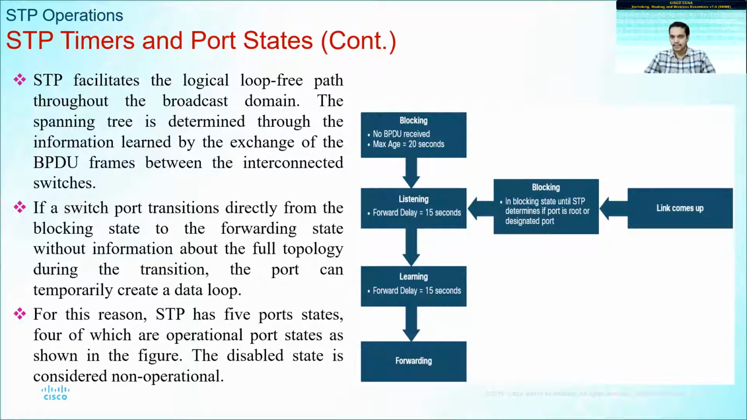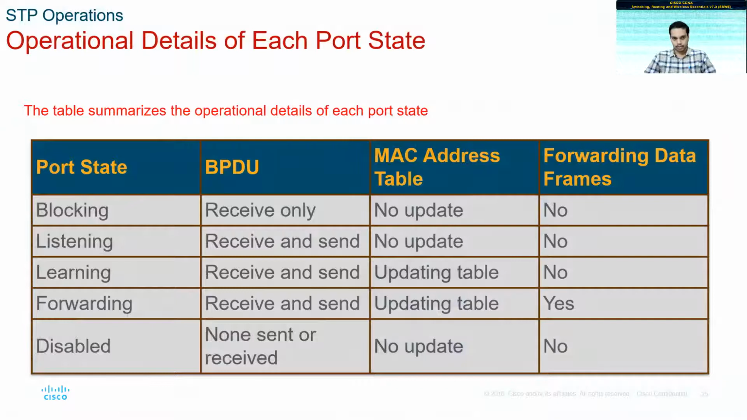So what happens in these states? Check this table out. If it is blocking, it will only receive the BPDUs. It doesn't update the MAC table and it does not forward frames. It only forwards frames in the forwarding state. In the listening and learning states, it keeps receiving and sending the BPDUs. In listening mode, it doesn't do anything else: it doesn't update its MAC table and it doesn't forward frames. In learning mode, it only updates its MAC table. Only in the forwarding mode does it send and receive BPDUs, update the table, and also forward data frames. In the disabled state, nothing happens. No BPDUs are sent or received, there is no update, and it does not forward any data.